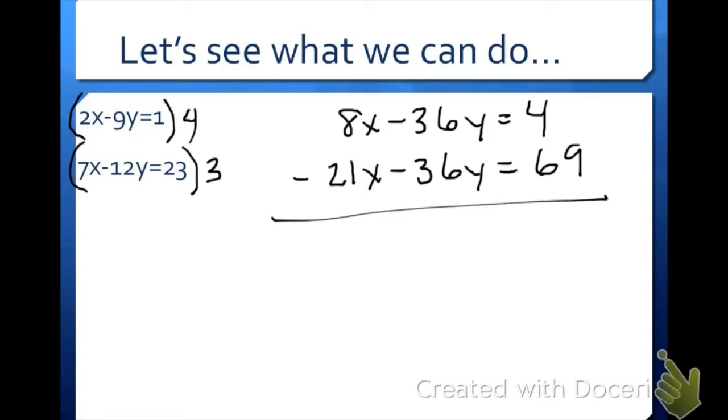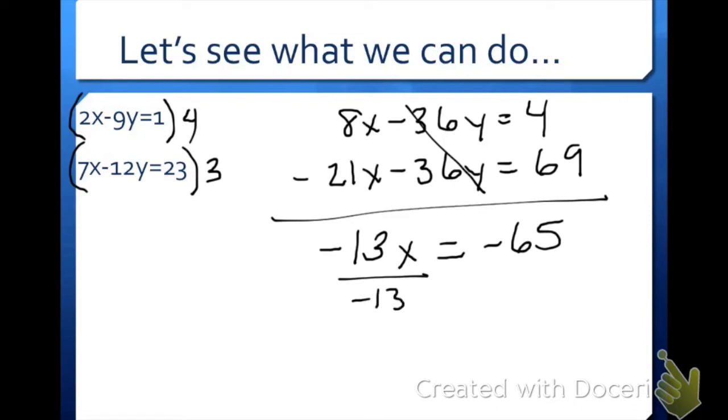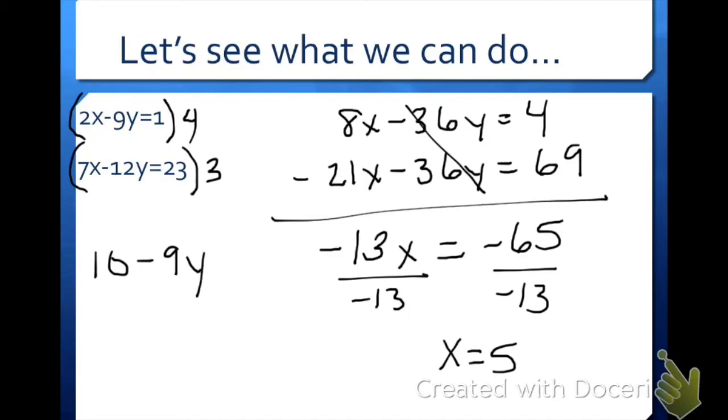8x minus 21x would give me a negative 13x. The 36y's would cancel, equals negative 65. Divide by negative 13. Oh, look, what I found is x equals 5. I'll still get the same answer. You can multiply by anything you want. You're still going to get the same answers. You'll just get x's first or y's first.